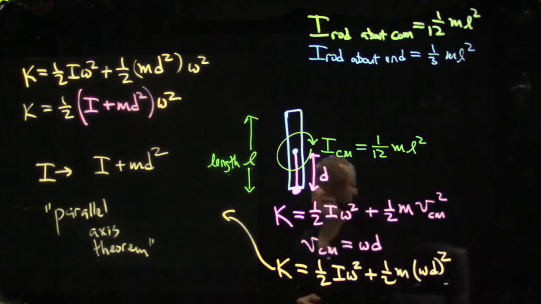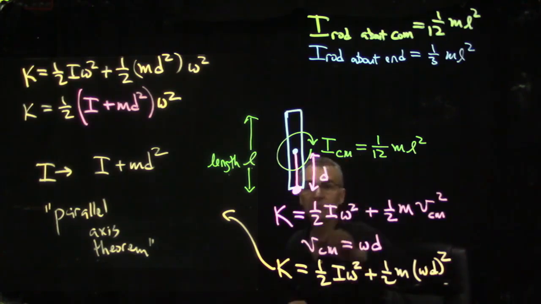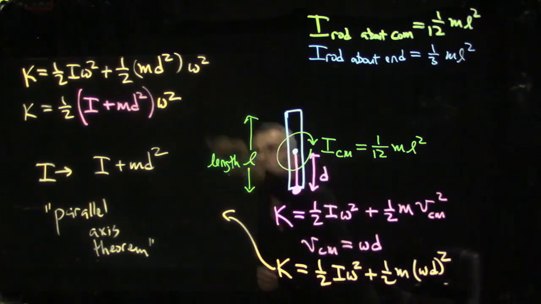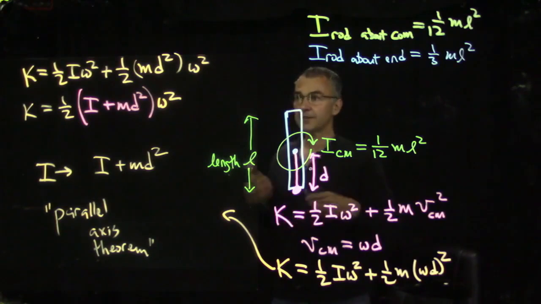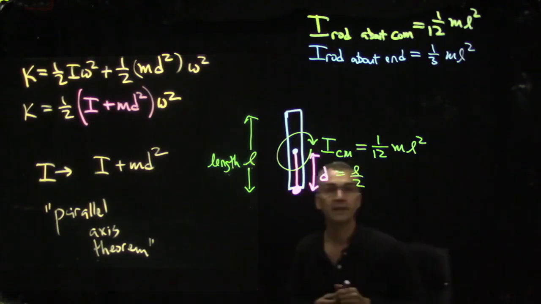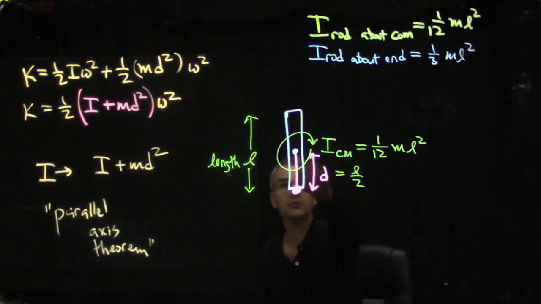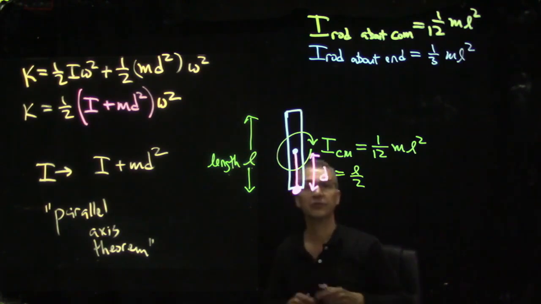If you want to write the kinetic energy about this axis as an entirely rotational kinetic energy, then you have to include the translational part. When you include the translational part, you get this extra term, and that's effectively the same thing as replacing the rotational inertia by the rotational inertia plus the mass times the distance from the center of mass squared. In this particular case, the distance from the center of mass is L over 2, because we want to go from the middle to the end, and the end is L over 2 away from the middle.